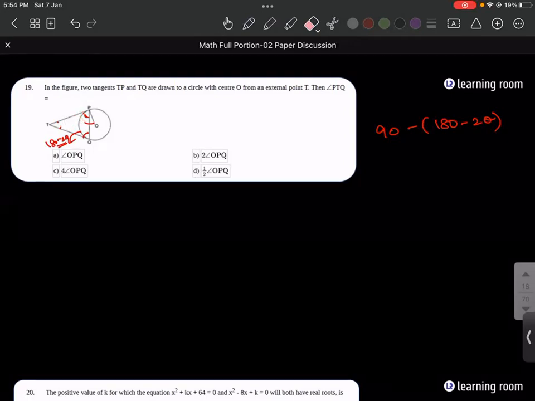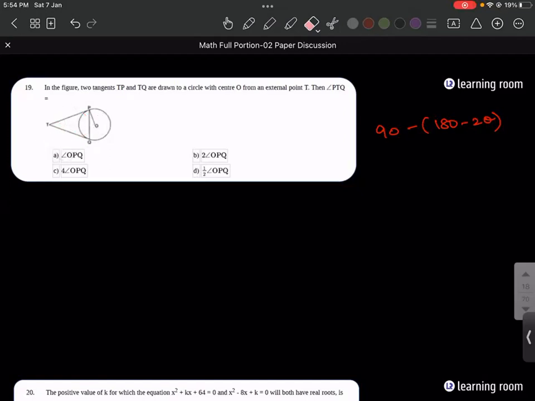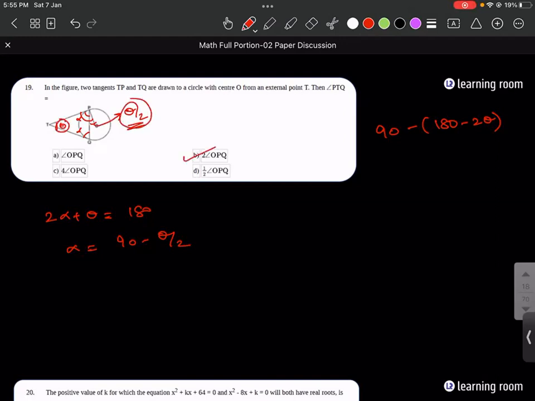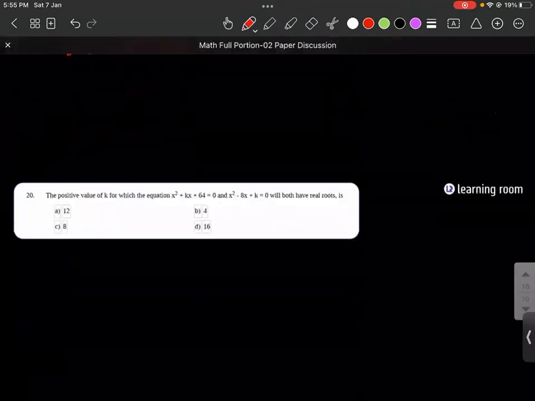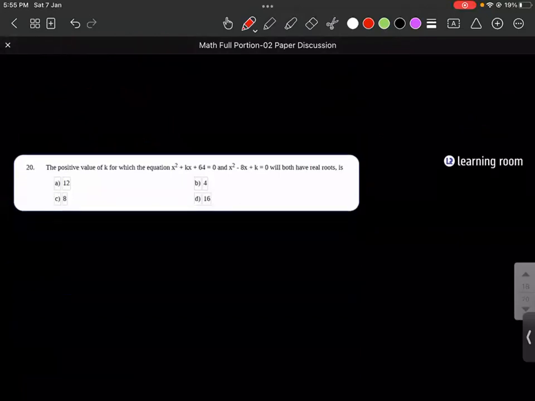So if I take this to be 1 minute, I just want to do and show it. If this is theta, this is alpha, okay? So 2 alpha plus theta is 180. So alpha will be 90 minus theta by 2. Am I right? So out of 90, 90 minus theta by 2 is gone, means this will be theta by 2. So like how you told, if this is theta by 2, it will be 2 times OPQ, correct? Clear? So 1 minute.